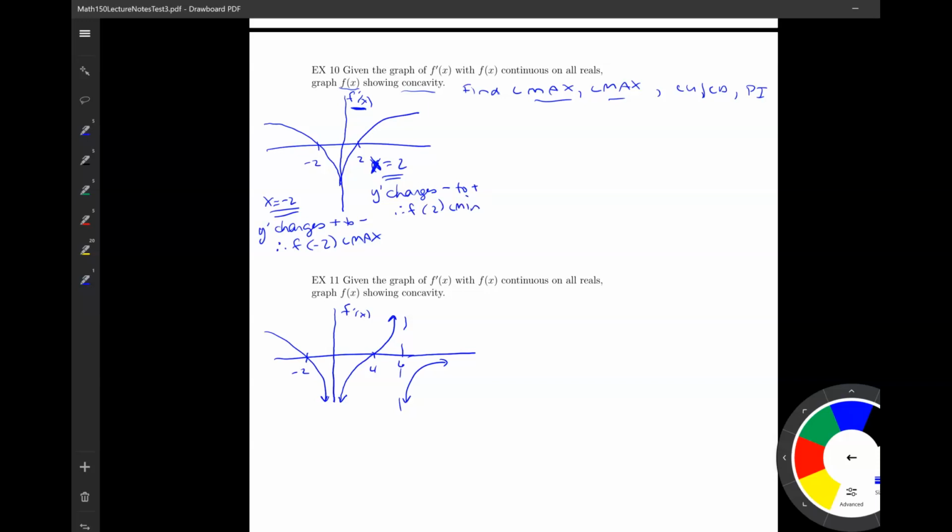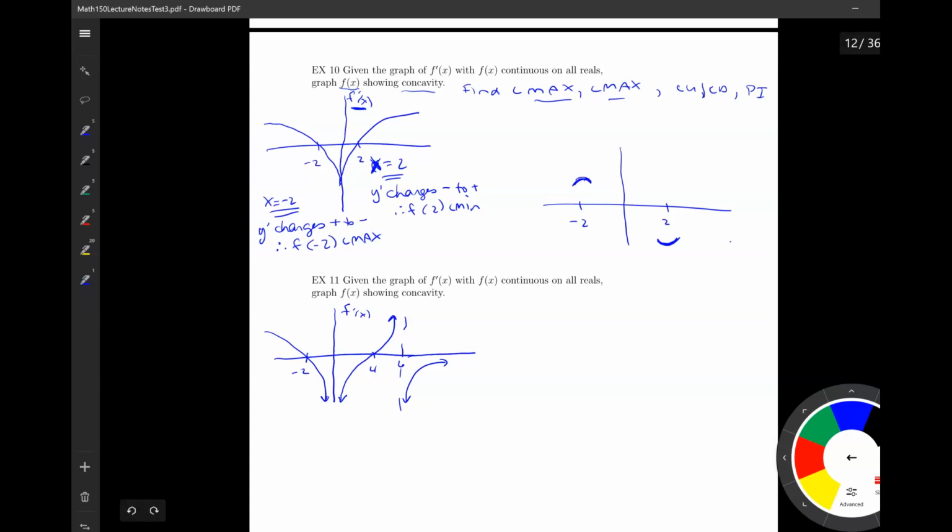All right, so I'm going to make a quick sketch of that because I know nothing about the different y values of this. So I've got a max where the slope of the tangent line is 0 at -2, and I've got a min where the slope of the tangent line is 0 at 2. All right, so now I've got to find out when it's concave up and concave down.